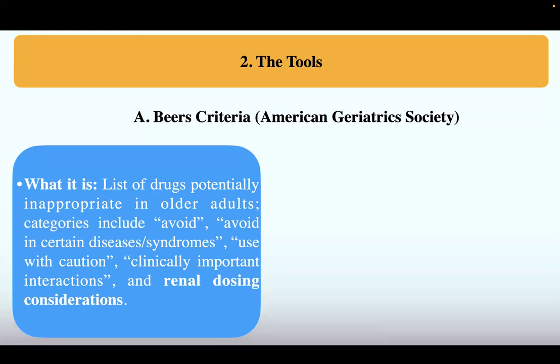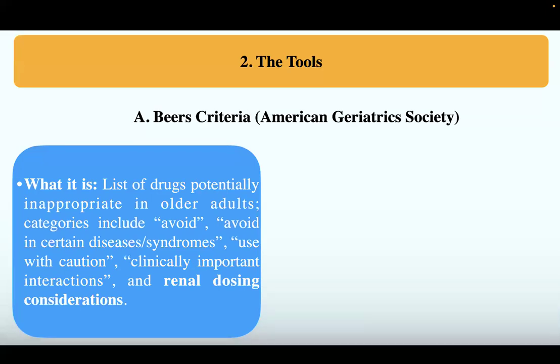So it is a list of drugs potentially inappropriate in older adults, and that includes categories: avoid completely, avoid in certain diseases or syndromes, use with caution, or clinically important interactions. If we take one class, for example benzodiazepines, in Beers criteria which category does it have? Avoid, avoid in certain conditions, use with caution, or clinically important interactions. That is how Beers criteria is defined.